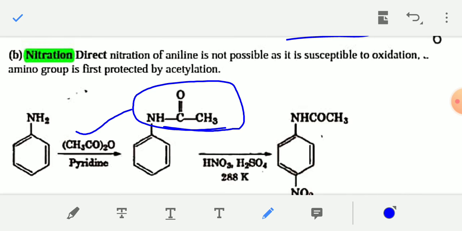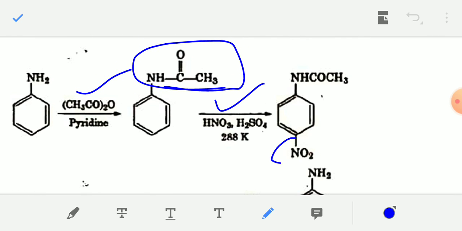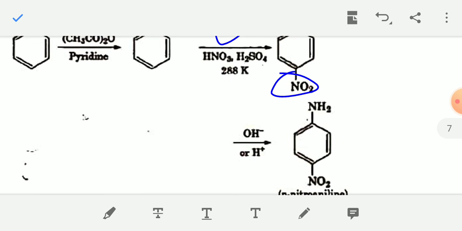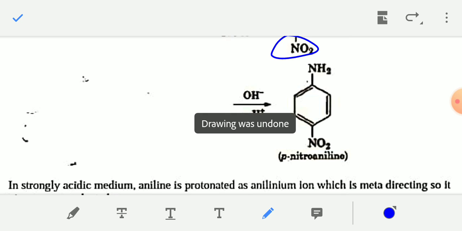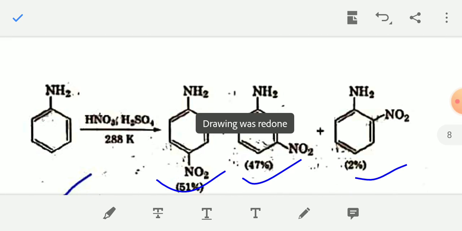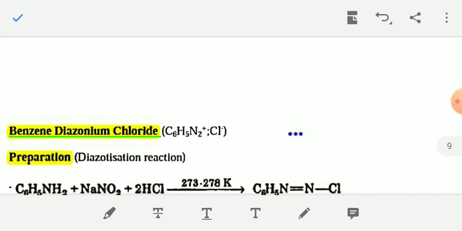And in the next step, you have to use mixed acid, a mixture of nitric acid and concentrated sulfuric acid. By the reaction, the product will be para-nitroacetanilide. And on hydrolysis, this product will be converted into para-nitroaniline. Okay, these are electrophilic substitution reactions of aromatic amine.